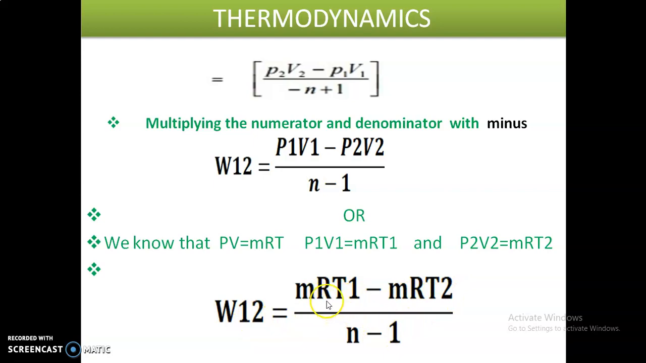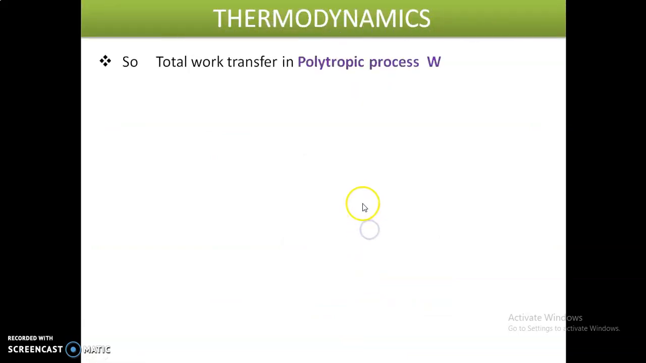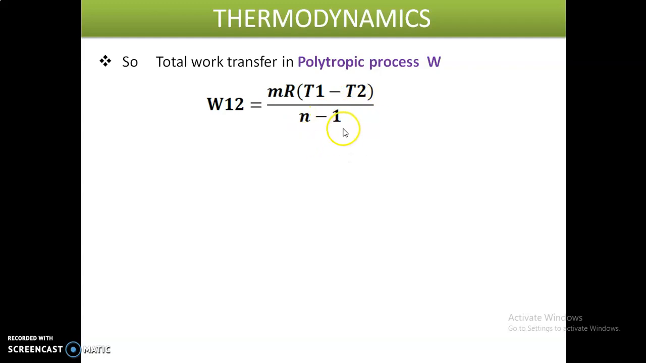Here, what is the common term? MR is the common term. Put it outside. After taking the common term, we get the total work transfer in the polytropic process equal to MR times (T1 minus T2) divided by n minus 1. This is the total work transfer in the polytropic process.